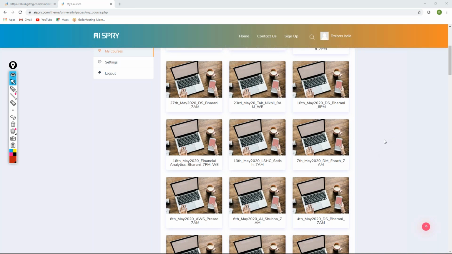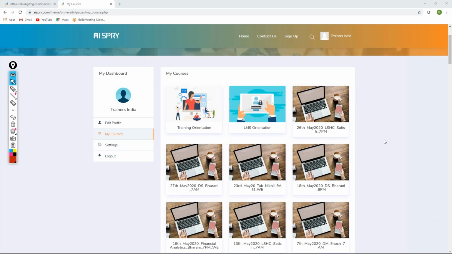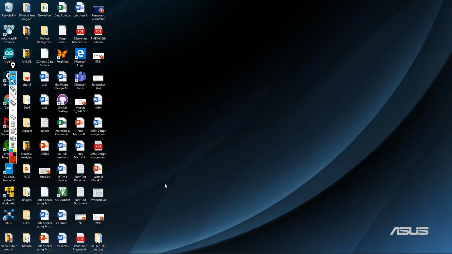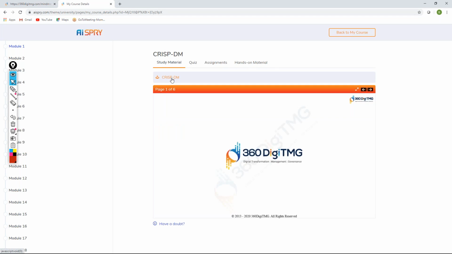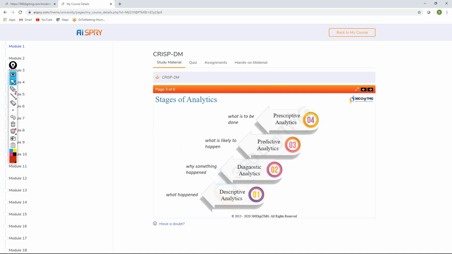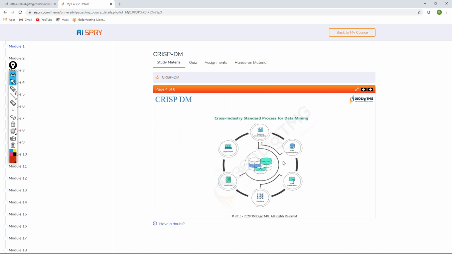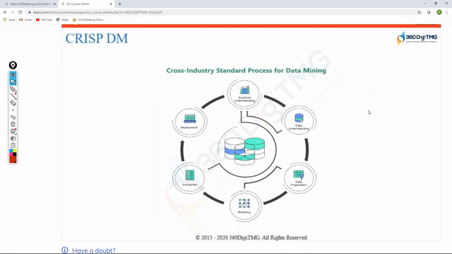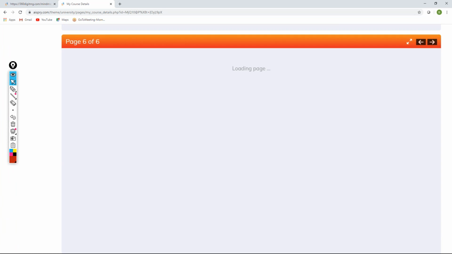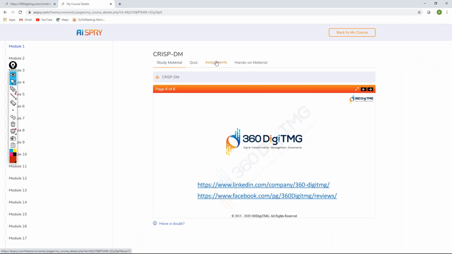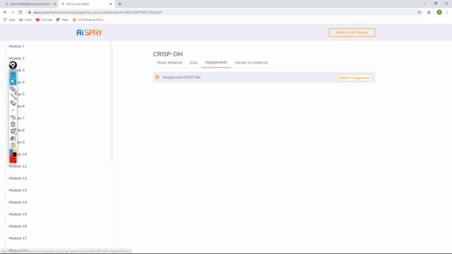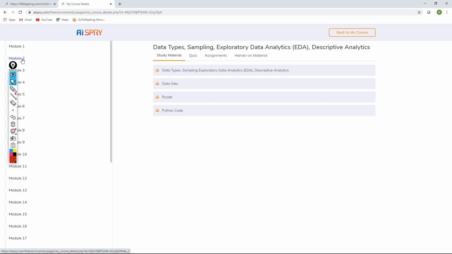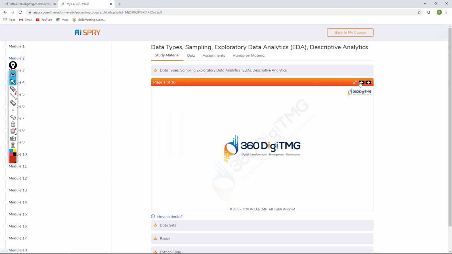Let me open one of the batches. Maybe this one, 27th. All right. This first slide has only these 6 phases of CRISP-DM, all the 6 stages that we have. Nothing much in this. However, you'll have an assignment pertaining to that. You'll have to submit the assignment. And then let me go to module 2, data types.